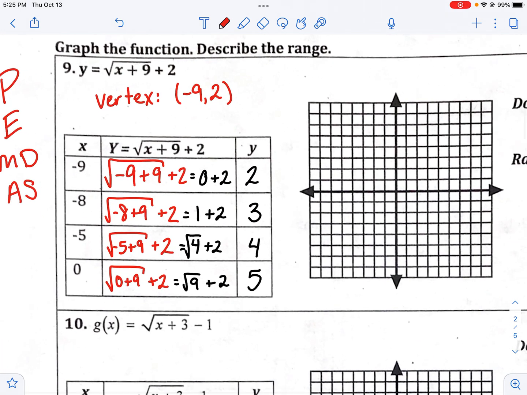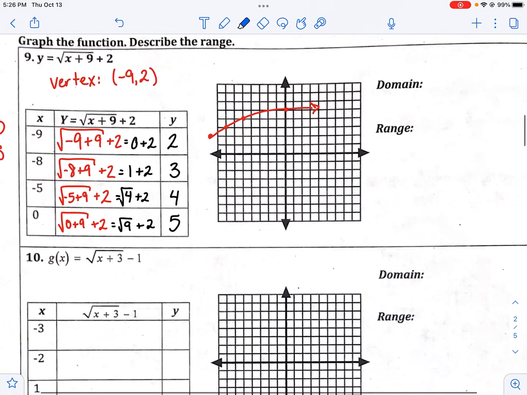Now this is an 8x8 graph, so I'm going to have to go off the grid a little bit. -9, comma 2, there we go. -9, comma 2. -8, comma 3. -5, comma 4, and 0, 5. So I've got this nice curve. There's my square root function. It opens up because a is positive. It went left 9, up 2.